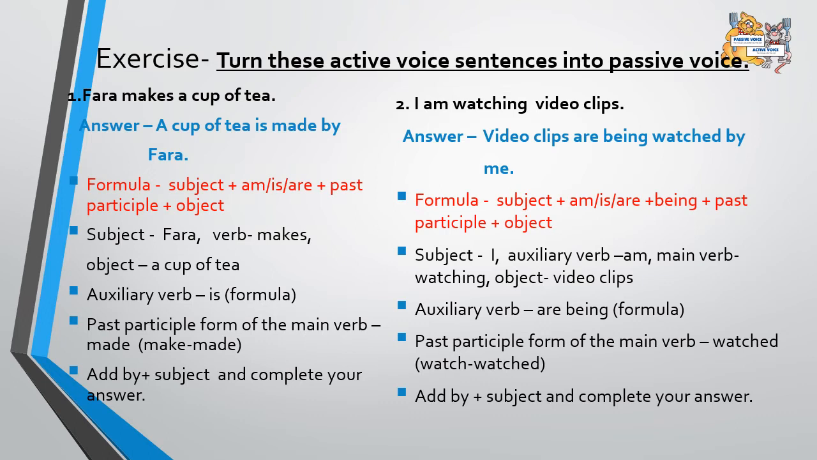The past participle form of the main verb watch is watched. Now add by and the subject to complete your answer. The answer is video clips are being watched by me. Here the subject pronoun I becomes the object pronoun me.